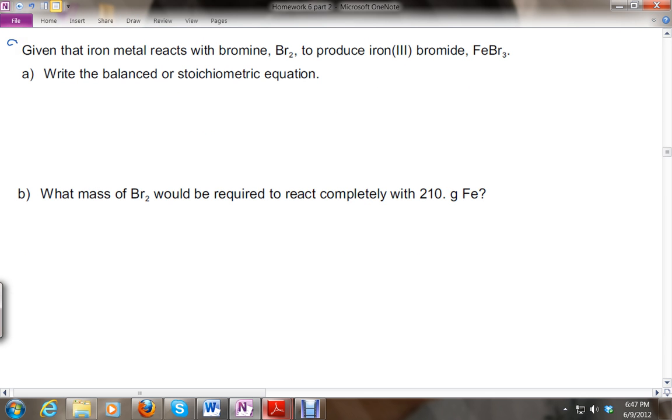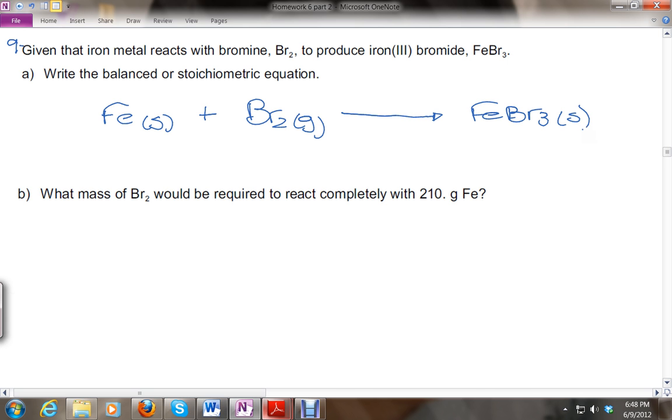Number 9 says, given that iron metal reacts with bromine, so iron metal, solid, reacts with bromine. It doesn't say what state of matter, so you don't have to, but it's bromine gas, to produce iron bromide, which is going to be solid. So now let's balance the equation.